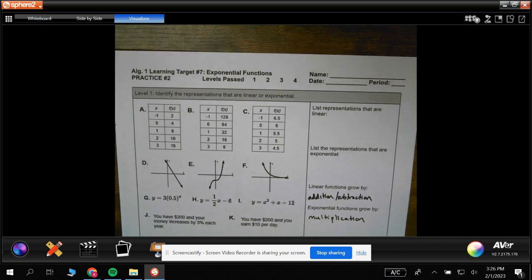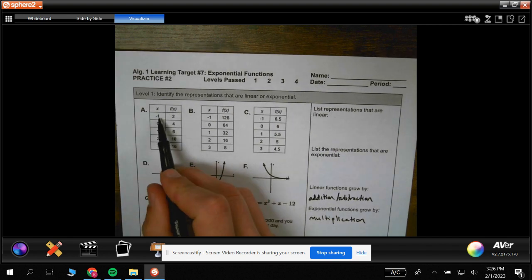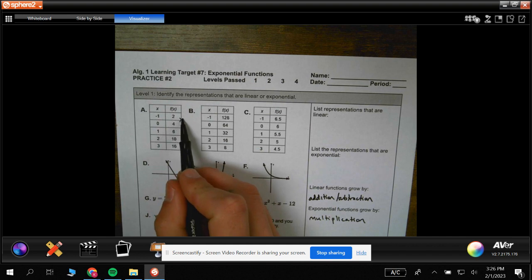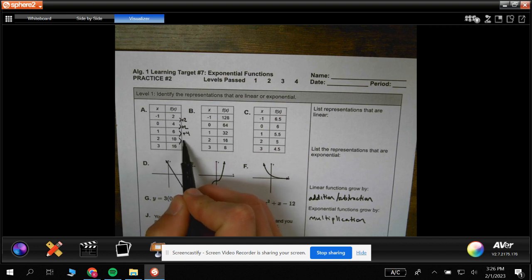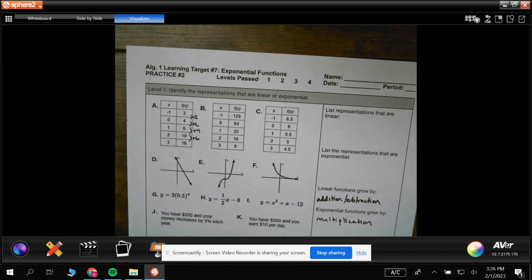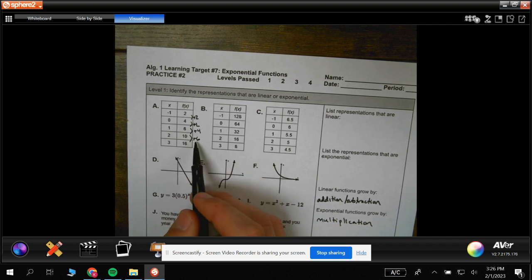So let's check out our tables first. How are the tables changing? Well, as x goes up by 1, I see y changes by plus 2, okay. Oh, plus 4, plus 6. Well, that's an odd trend right there. It's not adding by the same amount every time. It's not multiplying by the same amount every time. So it must be neither.